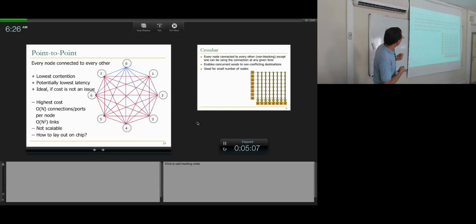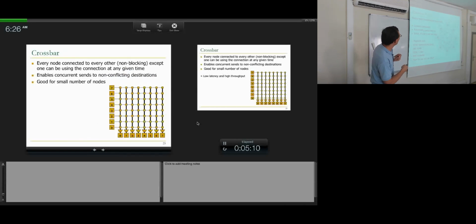Crossbar is a step below this one. Instead of connecting things point to point, every node is connected to every other, except only one can be using the connection at a given time. Basically, it looks like this. This way, you enable concurrent message sends to non-conflicting destinations. So this node 7 can communicate with memory bank 6, for example, while node 6 is communicating with memory bank 5. There's no contention there. The only contention happens when two nodes are sending a message to a single destination. So there needs to be some arbitration there.